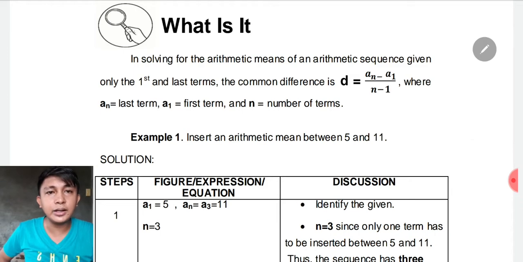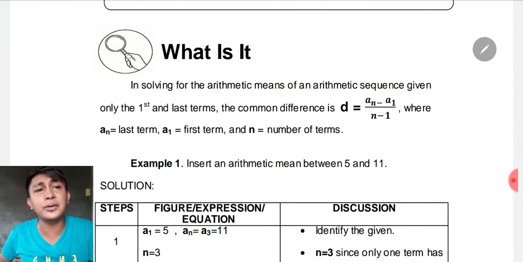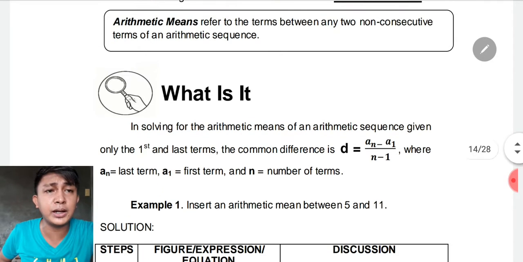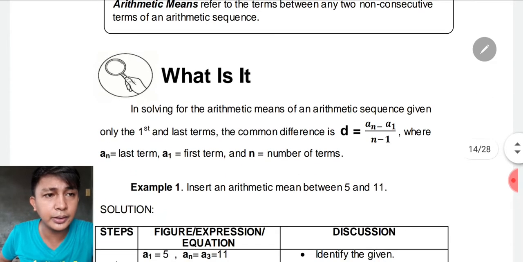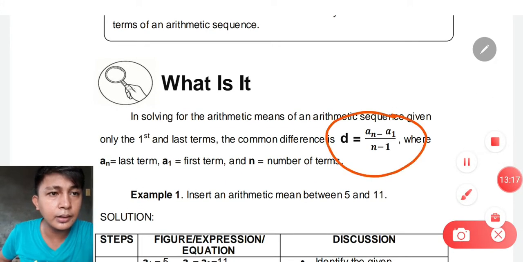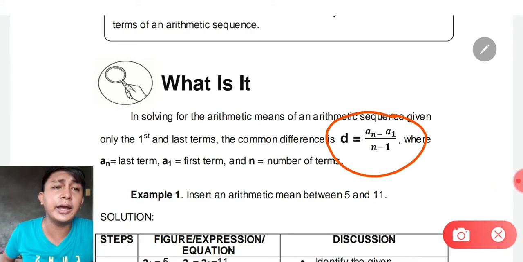Okay. There's another formula for finding the difference. It is simply derived from the formula a sub n is equal to a sub 1 plus n minus 1 times d. To make it easier for you, we have another formula: d is equal to a sub n minus a sub 1 divided by n minus 1.